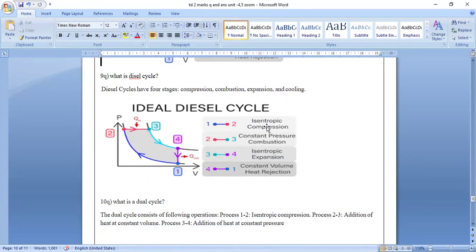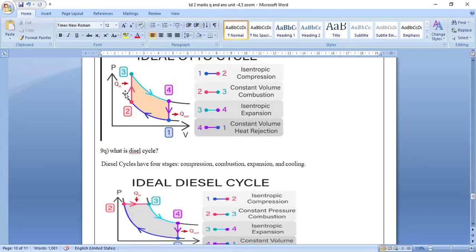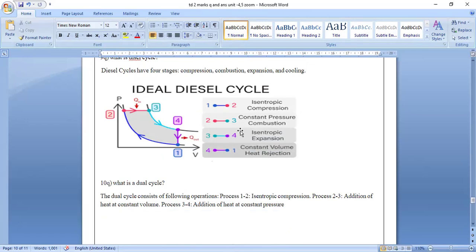Same, but here, see, what is happening is 1 to 2, 2 to 3, 3 to 4, 4 to 1. So here one is a constant pressure process, one is a constant volume process, and two are isentropic processes. Before that, you can see in the Otto cycle, two are constant volume. This constant volume changed to constant pressure in the diesel cycle. So that is the difference between the diesel and Otto cycle, which you have to remember.